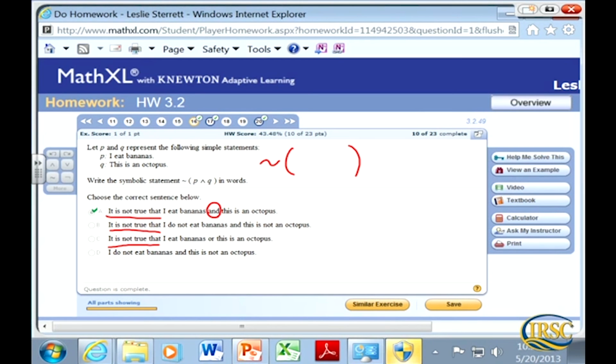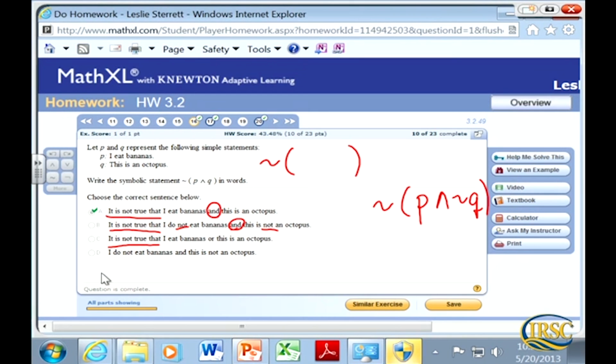Some of you guys said the second choice, but notice that in the second choice it added an extra not. That's like saying a double negative in your sentence. It is not true that I do not eat bananas and this is not an octopus. But when you see that parentheses, it is not true that, and then exactly what you see in parentheses should follow. Don't change anything. Don't add any more negations to it. Now, you might have a negation in there. You might see something like this, where you have another negation symbol inside parentheses, and that's when you would throw in that word not in there, inside of that.